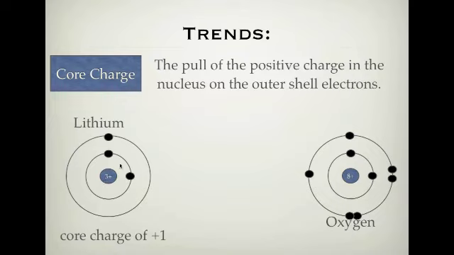Two of them are being shielded, so this feels a core charge of 1. The oxygen, on the other hand, has 8 protons in the middle. It's being shielded by 2, so each one of these electrons here feels a core charge of positive 6.